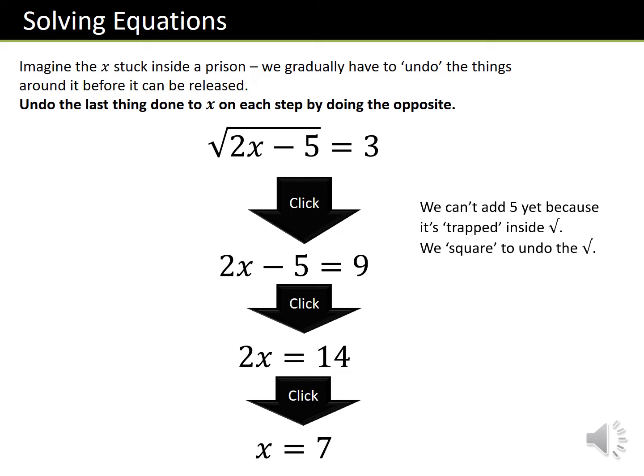So basically each step of the way you're thinking, what's the next thing I need to do, and then what is the opposite of that process? If the most recent thing was minus 5, you need to add 5 to do the opposite, until we end up with just x equals a number.